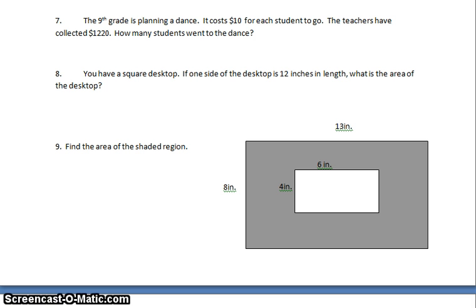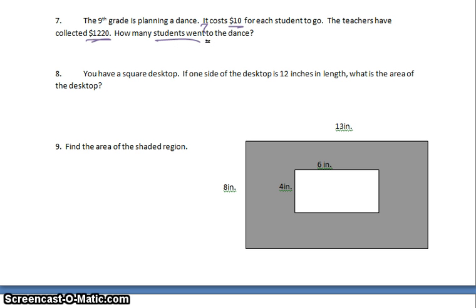Number 7, 8, and 9 are kind of word problems. Number 7 says the 9th grade is planning a dance. It costs $10 for each student to go. The teachers have collected $1,220. How many students went to the dance? Okay, so it costs $10 per student to go, right? And they collected $1,220. So we want to figure out how many students went.